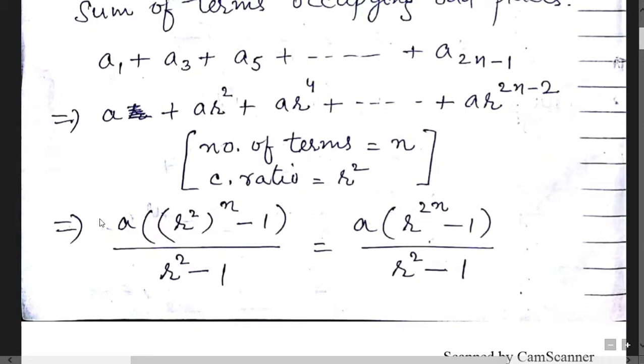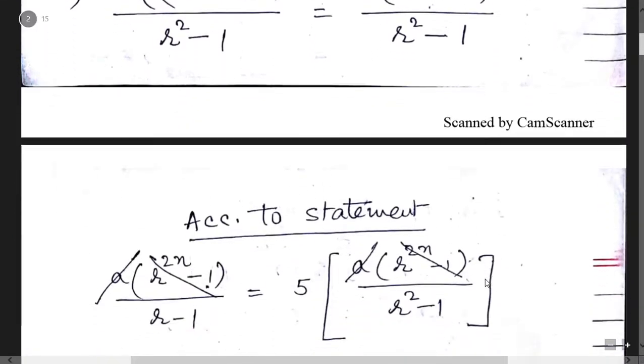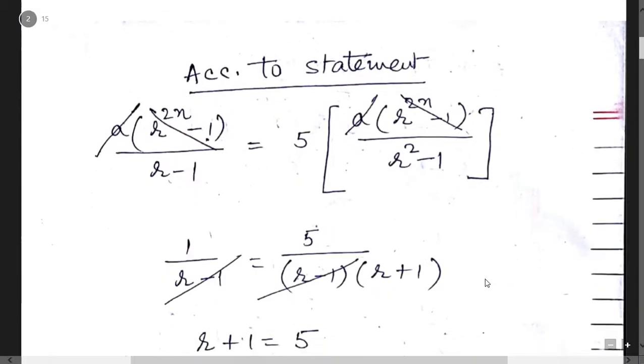Now what about the formula? A into r square raised to power n minus 1 divided by r square minus 1. It means you can write a into r raised to power 2n minus 1 divided by r square minus 1. Now according to the condition, the first series, a into r raised to power 2n minus 1 divided by r minus 1, is 5 times the series obtained by writing the odd terms only, a into r raised to power 2n minus 1 divided by r square minus 1.